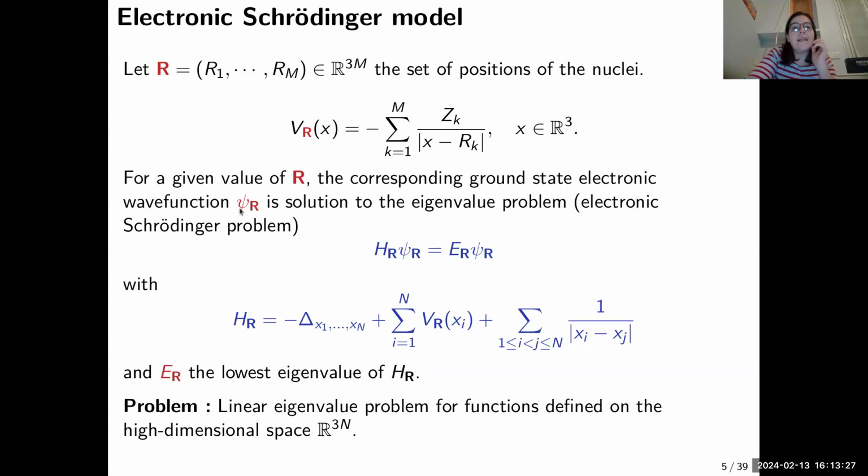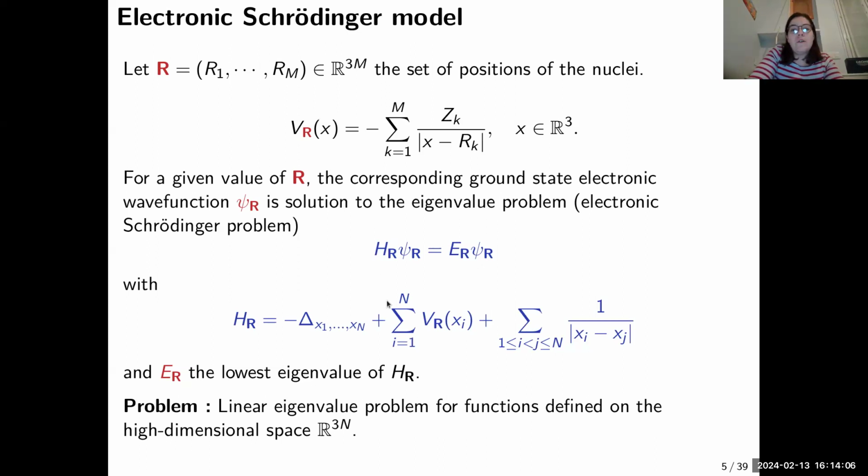Then the ground state electronic wave function, psi R, which characterizes the state with lowest energy of my set of N electrons, is given as a solution of the following parameterized eigenvalue problem, okay? H_R psi R is equal to E_R psi R, where H_R is an operator, which is called the Hamiltonian of the system. It's given by this formula here, okay? And you see that there is this middle term, where the different contributions of the Coulombic interaction potentials of the nuclei on the electrons appear, okay?